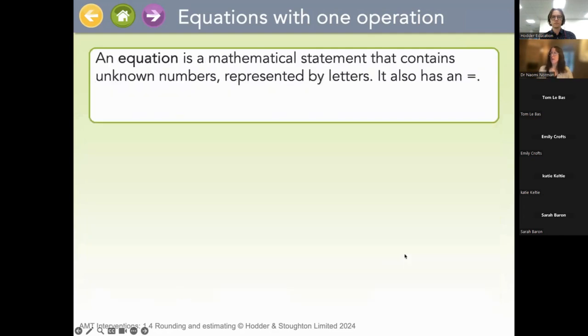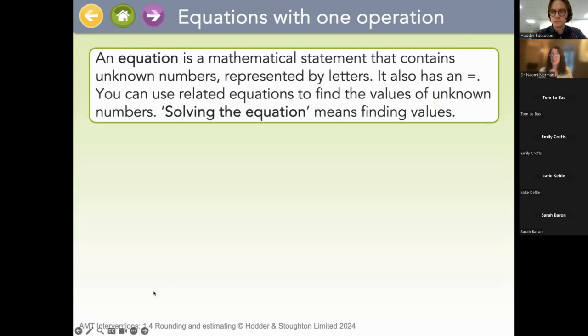Only now are students introduced to the idea of an equation. That is, it's a statement that contains unknown numbers represented by letters, and it also has an equal sign. Again, this is something students should have met at Key Stage 2, albeit they may not be as familiar with it as inverse operations. But that's okay, because we are about to work with the familiar inverse operations to tackle understanding of the less familiar solving equations.